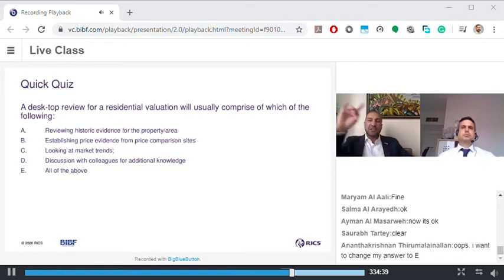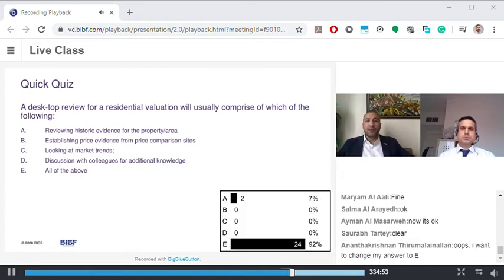If you remember, in the 7-step, the beginning is agreeing on terms. The second one is desktop review. The third one is inspection. All right, so I think most of the people got that one right.